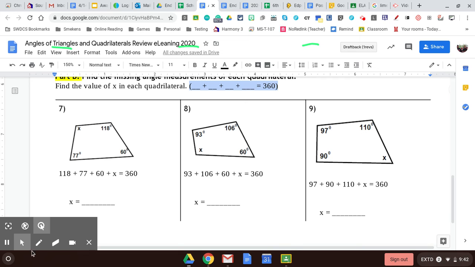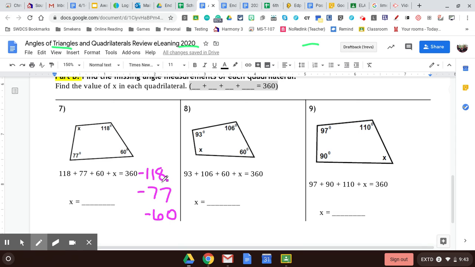Okay, number seven here, I have my angles. They have to add up to 360 since it's a quadrilateral. I do the opposite operation. Since this has addition, I must subtract. So I take 360 minus 118 minus 77 minus 60. That cancels out the three angles here, so I am left with x. What is x for number seven?